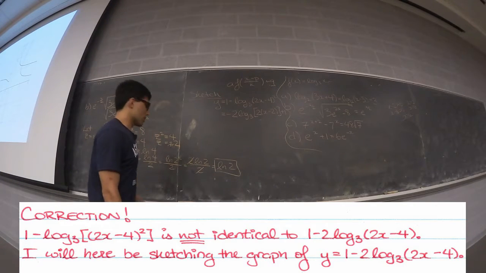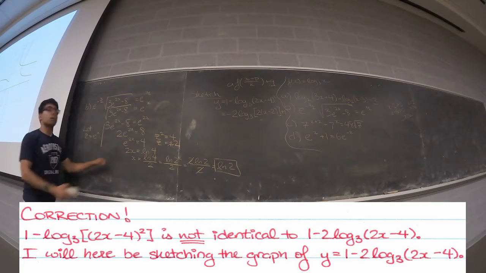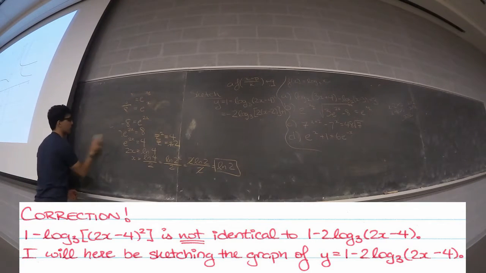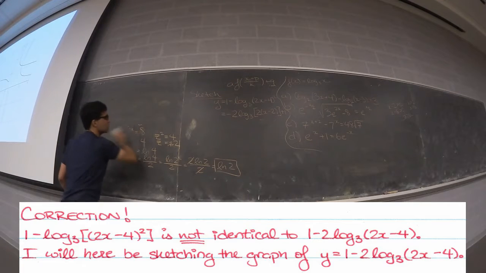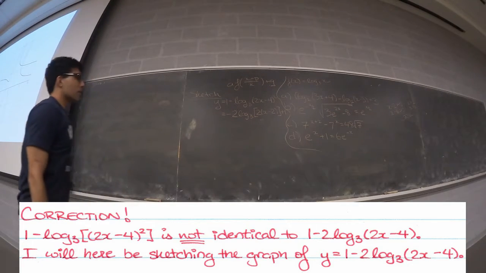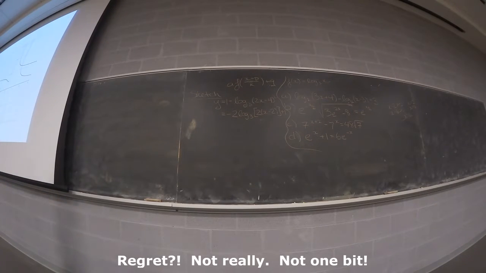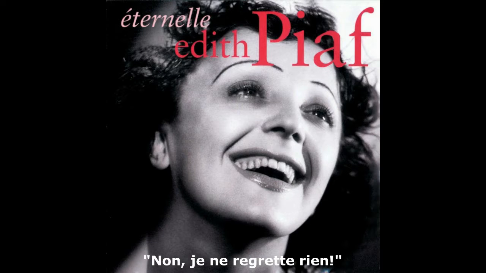All right. So, I'll do it here. Can I erase this? I hear a scream on. All right. So here we go. Man, the regret of this. Here we go. Non, je ne regrette rien.